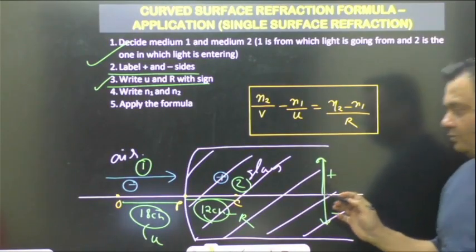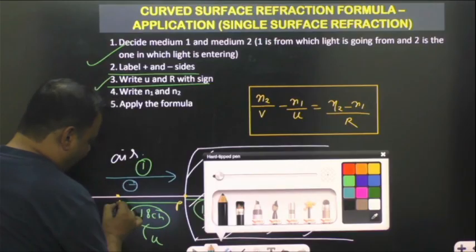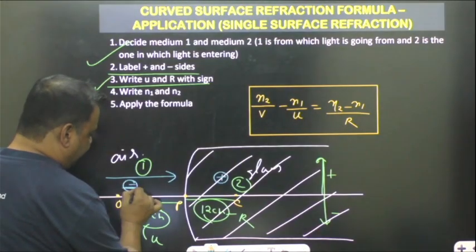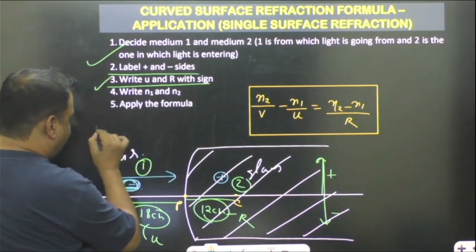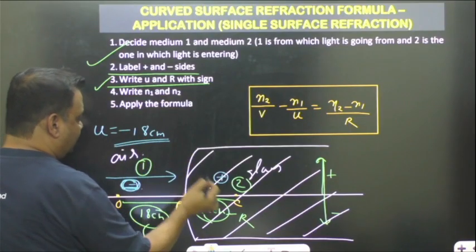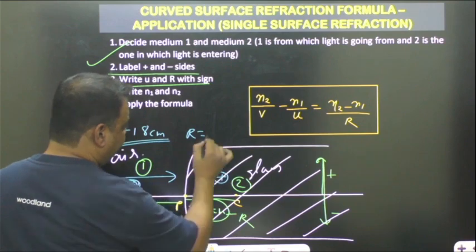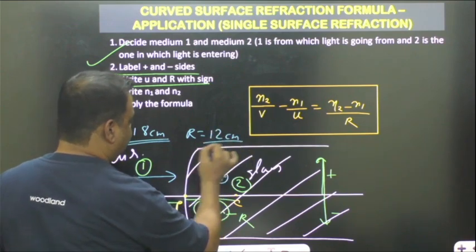So what will be u? Will it be plus 18 or minus 18? The object is located on the negative side medium, so u in this figure will be minus 18 centimeter. The center of curvature is located on the positive side medium, so the radius will be plus 12 centimeter.